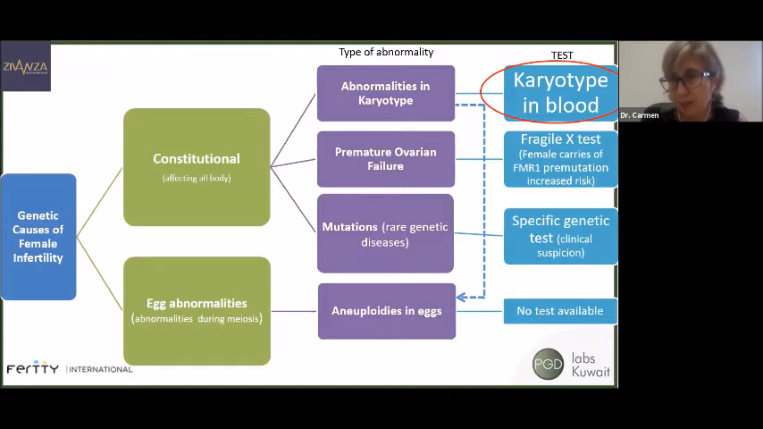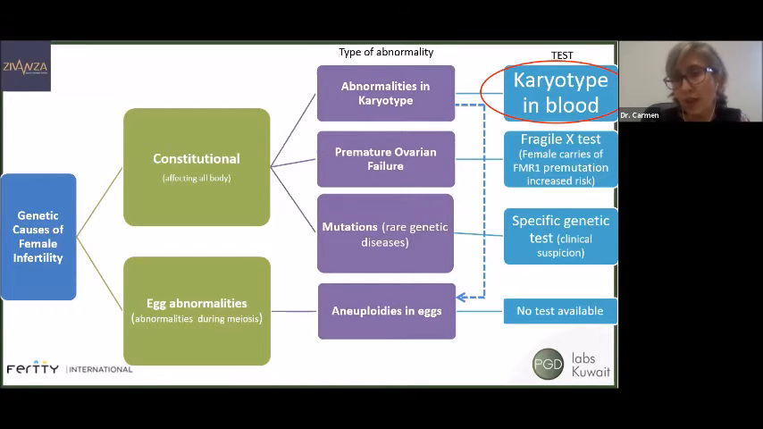Females can have abnormalities in the karyotype that you can easily detect by a karyotype in blood. Also, a test that is usually requested in patients with premature ovarian failure is the Fragile X test, analyzing the gene FMR1, because premutated, this gene is related with Fragile X syndrome, and premutated women have an increased risk of premature ovarian failure. So usually when a patient has this sign, premature ovarian failure, the doctor requests the karyotype and also the Fragile X test.